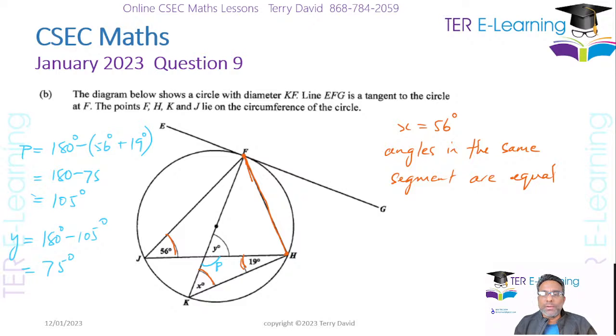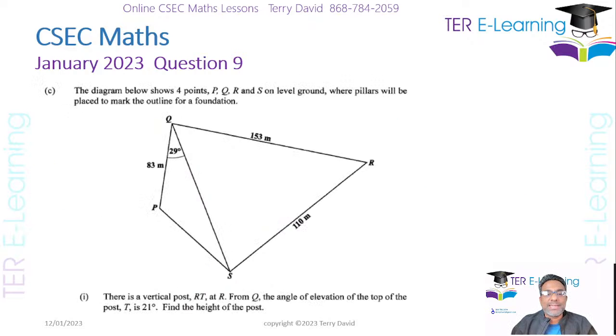Right, so what else do we have here now? We worked out those angles. Then we have a part C now, which is based on trigonometry. So we have 4 points here, P, Q, R, and S on level ground, where pillars are to be placed to mark the outline for a foundation. There's a vertical post RT at R. So what we're looking at here is a flat surface. We have a shape here, it's a flat surface.